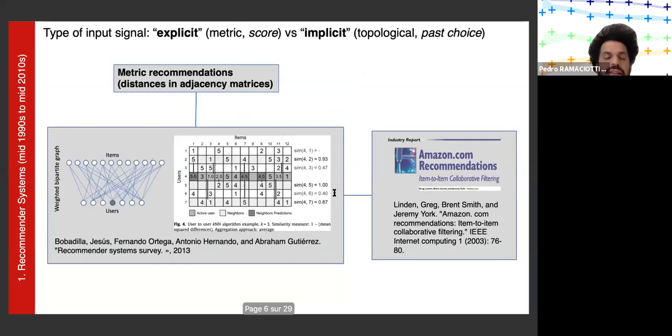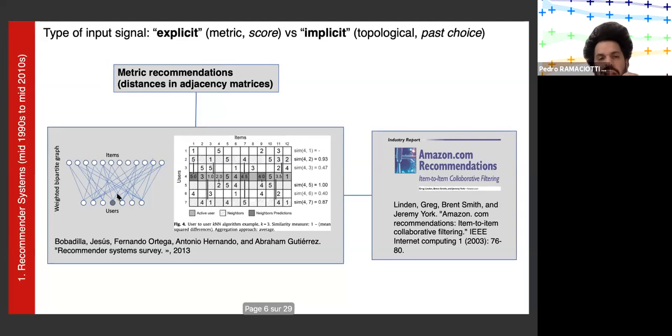So then people began recording signals, input signals from users, for example, giving stars, giving scores. So before you had implicit signals, binary signals, like you used something or not. This is called implicit in the recommender system community. And they started recording explicit, which are rankings. Typically in the MovieLens that everyone knows, it's a score from 1 to 5. So you have a metrical dimension now to the recommendations.